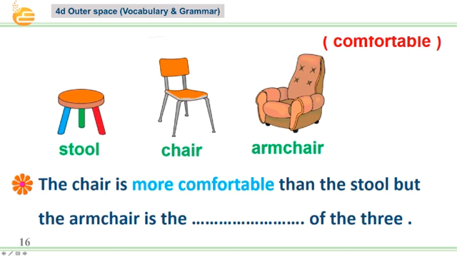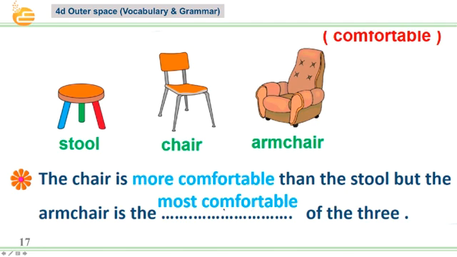Let's do some exercises. Comfortable. Comfortable is 1, 2, 3 syllables, so we use more and the most. We have the stool, chair, and armchair. The chair is more comfortable than the stool, but the armchair is blank of the three. Of course, it's the most comfortable of the three. We use most with the long adjective, as we said before. Okay?